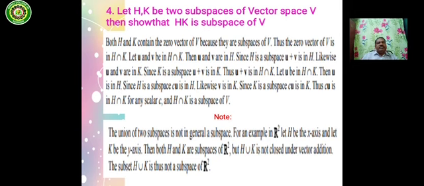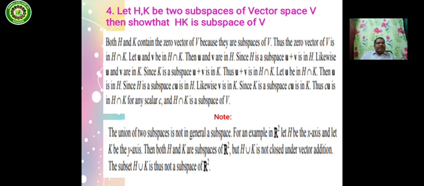Here one note is there. The union of two subspaces need not be a subspace. For example, we will take two sets: H, whose elements are x comma 0, and K, whose elements are 0 comma y. X comma 0 means ordinates on the x axis, and 0 comma y means ordinates on the y axis.